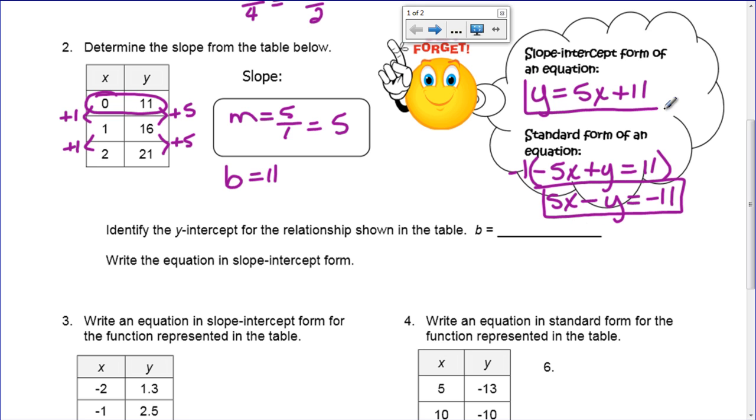This is the equation in slope-intercept. Well, I found the y-intercept, it was 11. I already wrote it in slope-intercept form, but we'll do it again just for the fun of it.